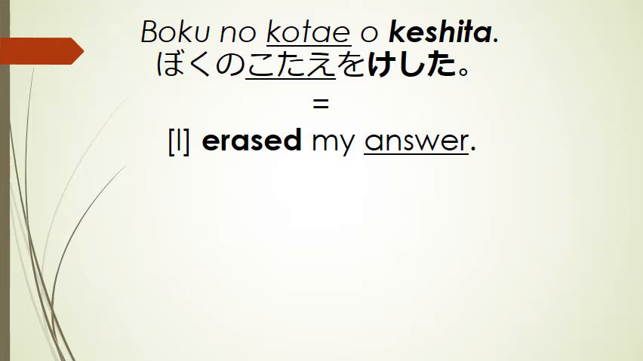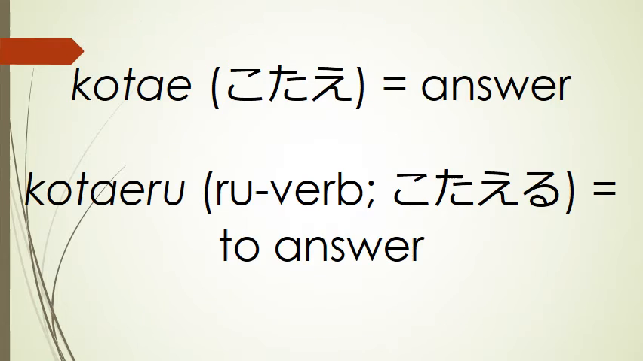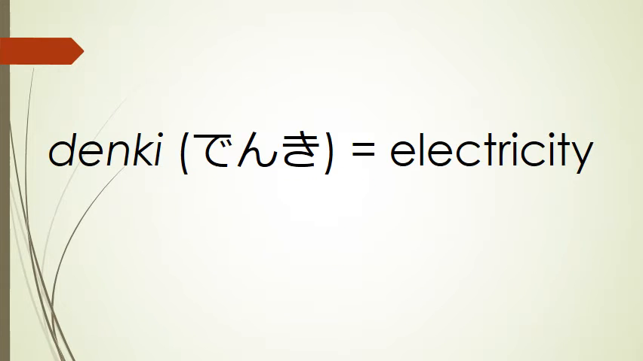If I said Boku no kotae o keshita, that would mean I erased my answer. If I said Denki ga kieta, that would mean the electricity went out. The word kotae means answer, and kotaeru means to answer. The word denki means electricity.